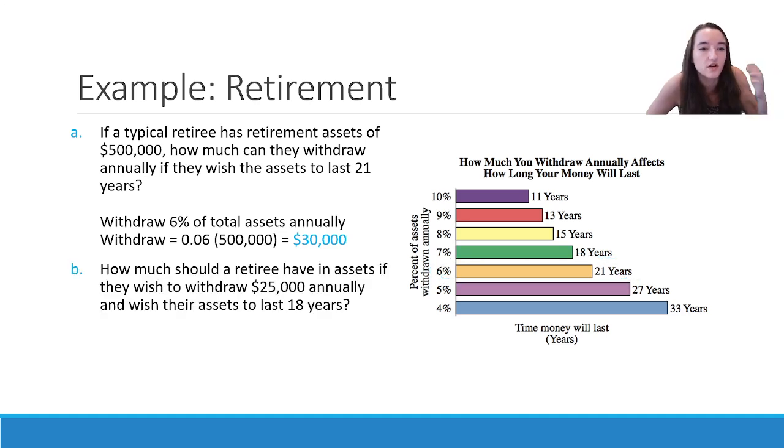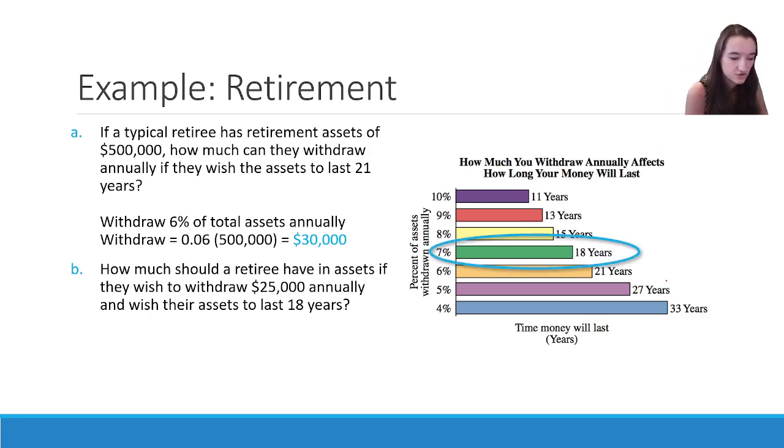Okay, similar question. How much should a retiree have in assets if they wish to withdraw $25,000 annually and wish their assets to last 18 years? This is kind of a reverse. We don't know how much total they have. We want to figure out how much total they would need in order to do this. So it's a different piece of information that's missing. But we're looking at the 18 years here, so we go back to the chart. That's 7% we need to be withdrawing.